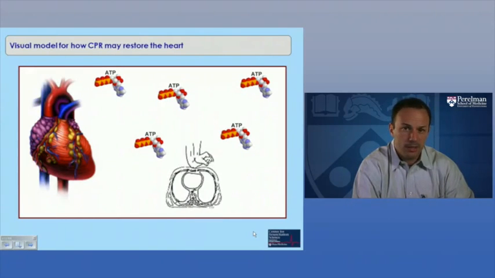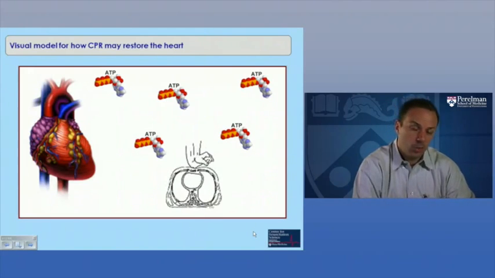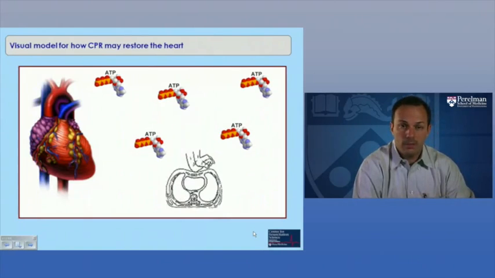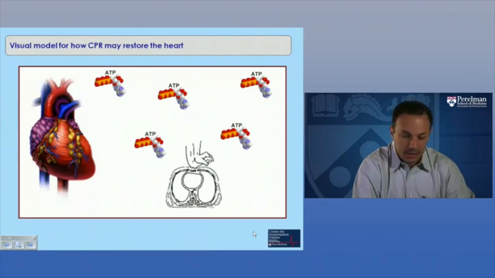And this has actually been shown experimentally. So you can restore the heart to a state where it may start functioning, or where a shock may be able to work. This may explain why pauses are so important. A long pause before a shock, your heart's not going to have ATP, and it's not going to respond to the shock.